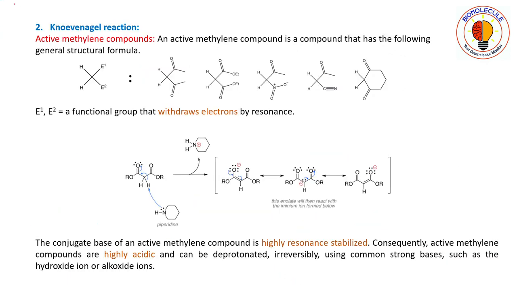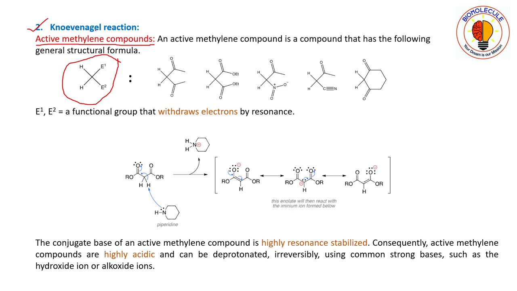Now moving on to Knoevenagel reaction. In Knoevenagel reaction, the active species taking part in this reaction are the active methylene compounds. So what do you mean by active methylene compounds? An active methylene compound is a compound that has the following general formula. That means this formula.